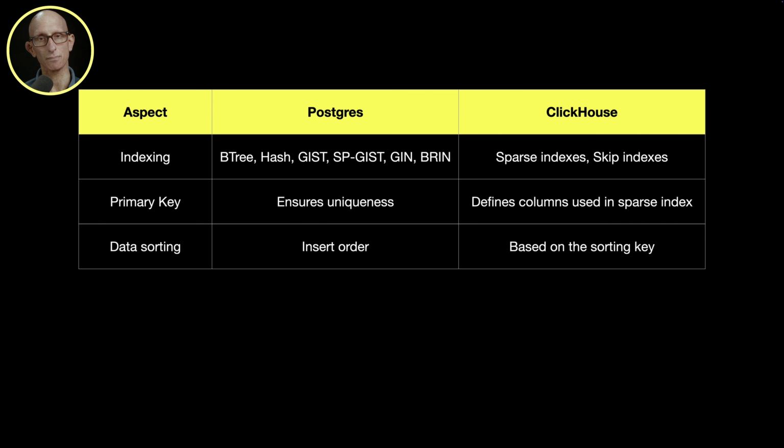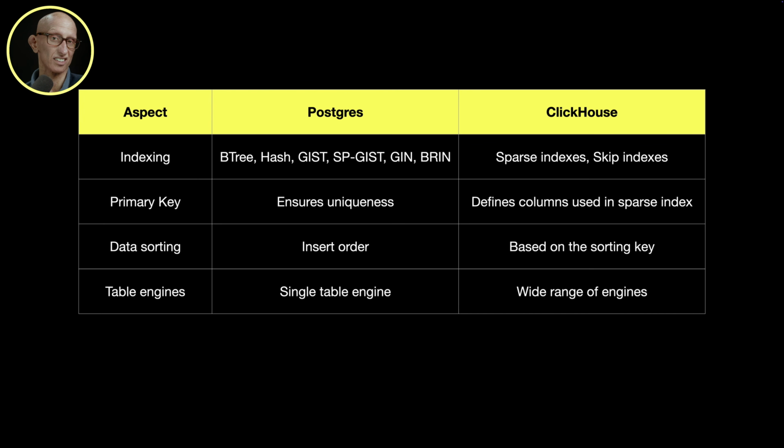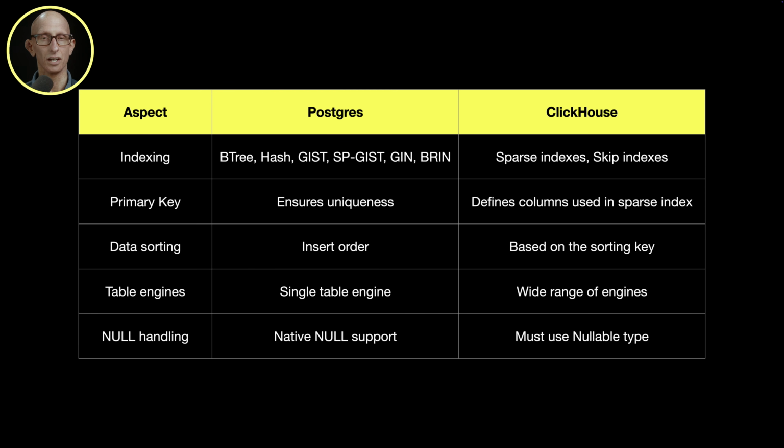Data sorting in Postgres is in insert order, and we don't really need to think about that. Whereas in ClickHouse, it is quite an important thing, and so we need to focus on our sorting key. Table engines: in Postgres we just have a single one, whereas in ClickHouse, there is a wide range of engines to do different things. And then finally, null handling. Postgres has native null support, whereas in ClickHouse, we need to use the Nullable type.